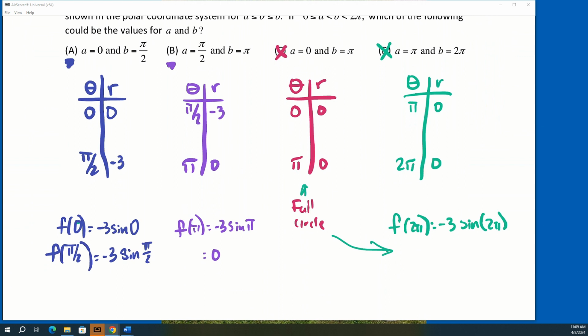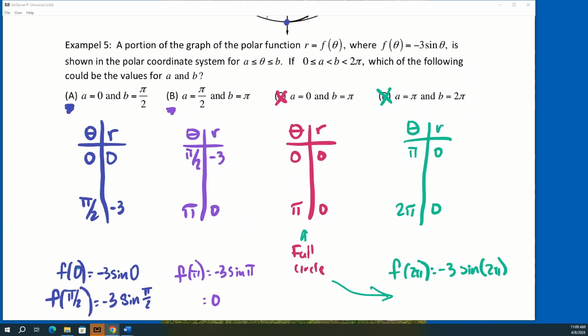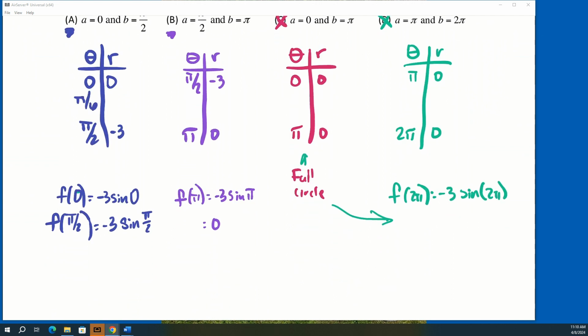Okay, we can try other angles. So you can look at your unit circle, pick out an angle that's between 0 and 2 pi, like pi over 6, and I can plug it in. Sine of pi over 6 is 1/2, and then 1/2 times -3 is -1.5. And then just see if this falls on the portion of our graph that we want.